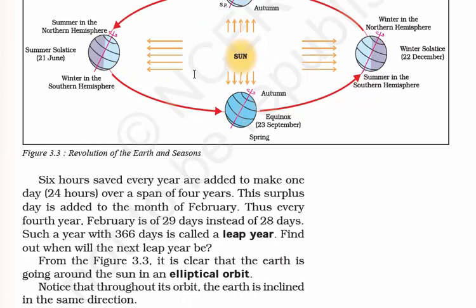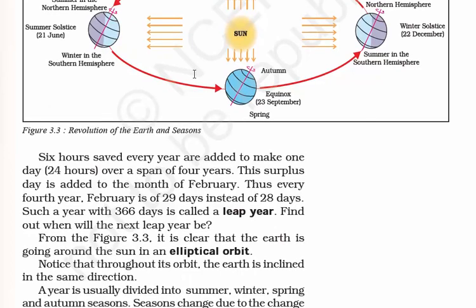One more factual thing we need to remember is, every year 6 hours are saved, and due to convenience of avoiding time zone issues, we add these 6 hours for every 4 years and make a leap year consisting of 366 days. So 6 into 4 equals to 24, that is equal to 1 day is added in the month of February as 29th day.